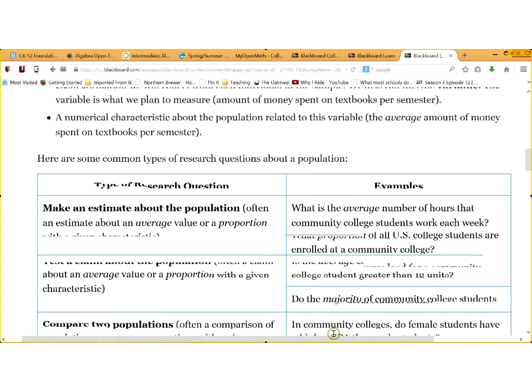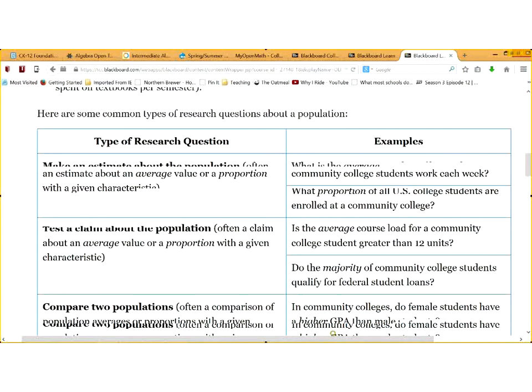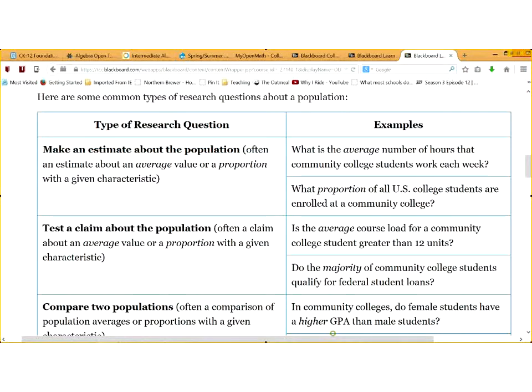So here are some common types of research questions about a population. One is to make an estimate. That was what that first one was. And here are two more examples. Usually we ask about, as it says, an average or a proportion. So the first one is, what's the average number of hours that community college students work each week? So the population there is community college students. What we would ask each student, the variable, would be how many hours they work per week. And then for the population, we'd be looking at the average number of hours.